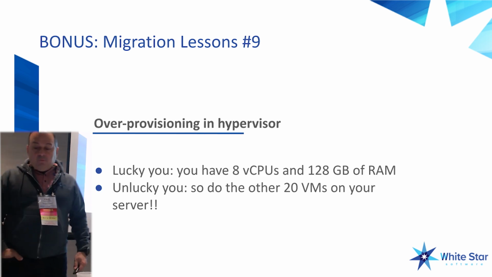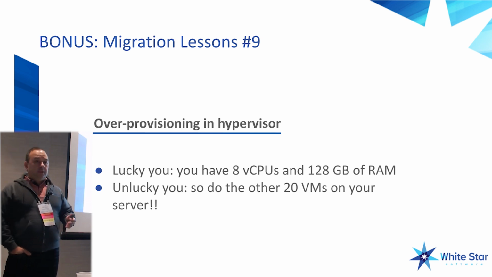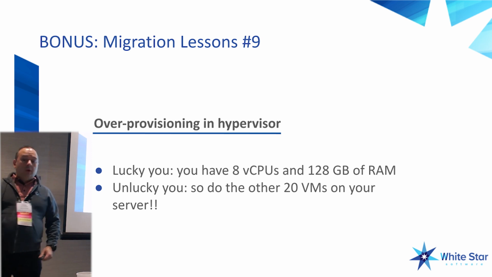Number 9, over provisioning. I really hate this. If you have 32 cores, then provision 32 cores. We come to customers, they've got 32 cores, and they've provisioned 120 cores to their servers. So God forbid somebody else needs CPU. Well, guess what? You're battling with the hypervisor to get the CPUs that you want. So do not over provision.